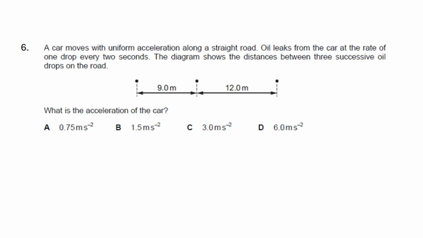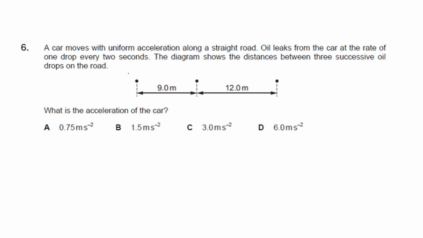So number 6, a car moves at uniform acceleration along a straight road. Oil leaks from the car at a steady rate of 1 drop every 2 seconds. The diagram shows the distance between 3 successive oil drops on the road. So, what is the acceleration of the car?